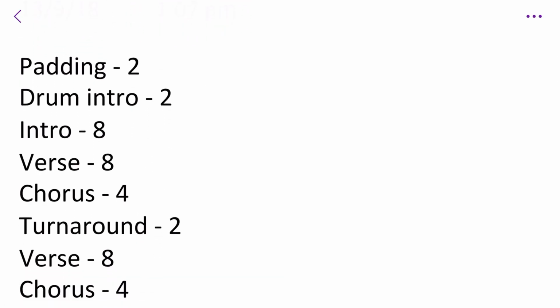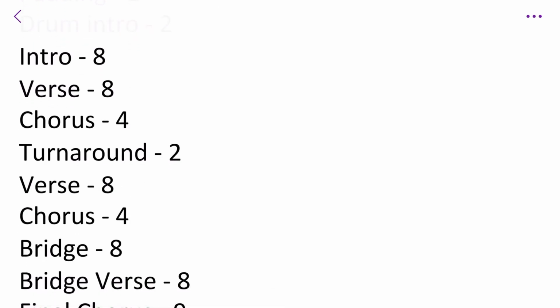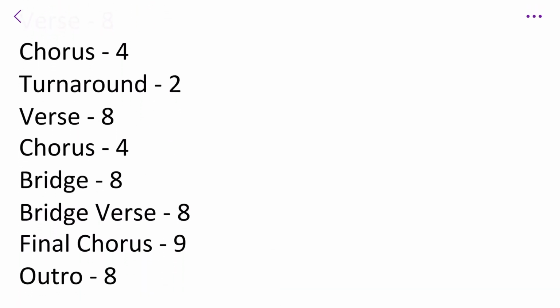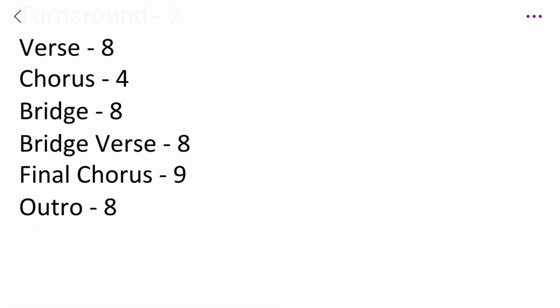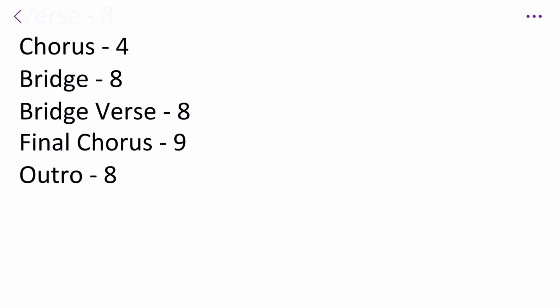So I always recommend a padding of at least 2 bars at the front. So that's what the padding is. That just means 2 bars of absolutely nothing, not even my intro, just nothingness, so that we've got a little bit of space to move on the front there. I've then got 2 bars of my drum intro. We've then got 8 bars of the actual intro, an 8-bar verse and a 4-bar chorus, 2 bars of a turnaround, an 8-bar verse, a 4-bar chorus, 8 bars of a bridge, another 8 bars of kind of a bridge verse combo, 9 bars of a final chorus, and then the outro is actually only 1 or 2 bars.